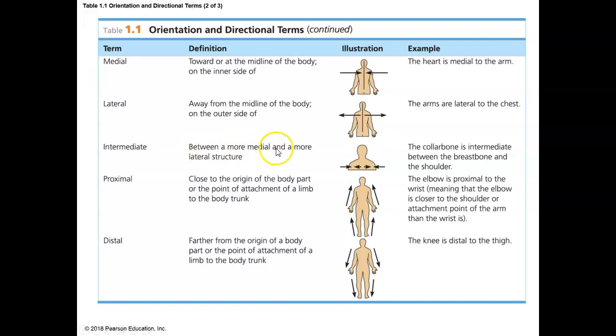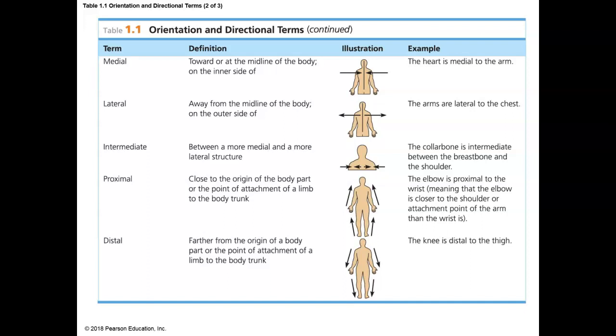Intermediate would be between a more medial and a more lateral structure. So you might say the collarbone is intermediate between the breastbone and the shoulder. It's in between. Proximal and distal. Proximal is closer to the point of attachment of a limb to the trunk of the body, and distal is farther away from the point of attachment of a limb to the trunk of the body. So whenever you use the terms proximal and distal, you're dealing with the arms and legs, or the appendages. I always remember appendage has a P and a D, proximal and distal, P and D.